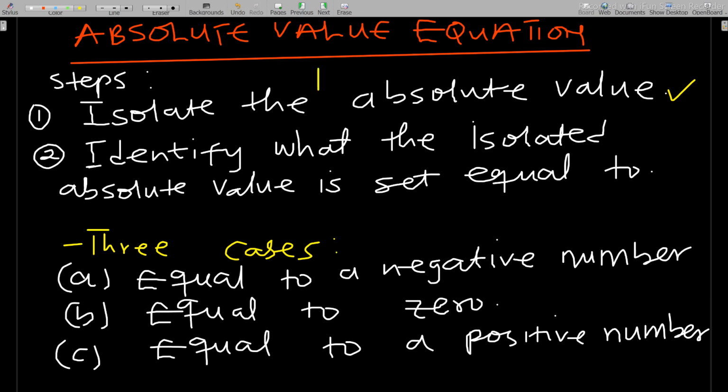If I have the absolute value of something equal to something, let's say the absolute value of x plus 1 is equal to something, what is it equal to? Is it a positive number? Is it 0? Is it negative? There are 3 cases. When the absolute value is equal to a negative number, what can we conclude? When it's equal to 0, what can we say? When it's equal to a positive number, what can we say? Let's take them one by one and discuss them.